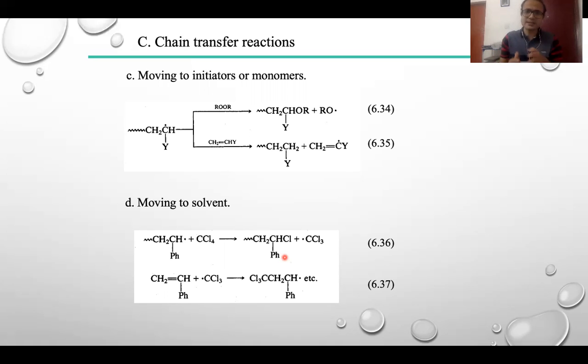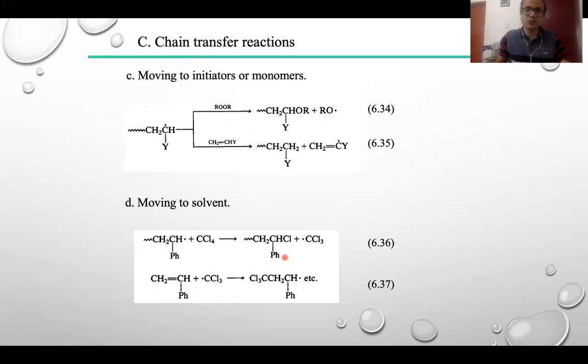So the consequences are abrupt termination. Another consequence, branching can happen. Another consequence is that because of this, a broad distribution of molecular weight happens. Okay, so all these are a combination of factors that arise as a result of the chain transfer reaction, which is the fourth process that happens in a free radical polymerization.